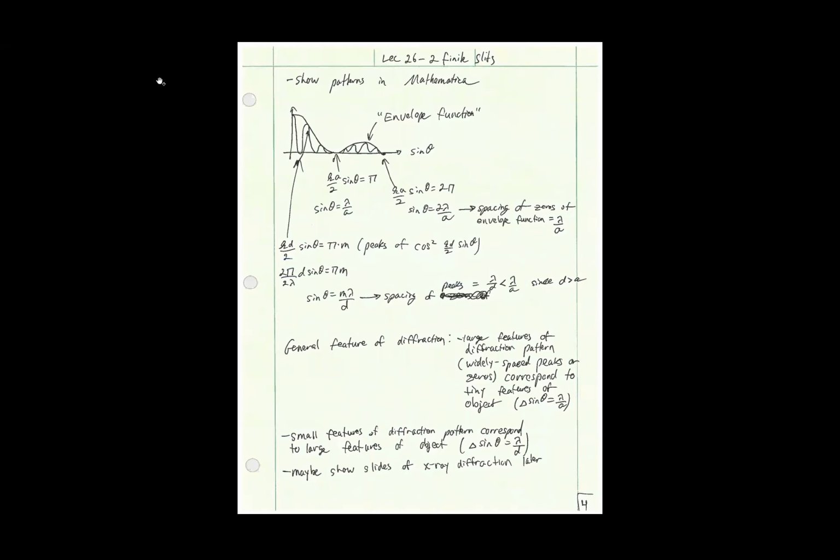Again, large scale features of the object lead to small scale features of the diffraction pattern. Small scale features of the object lead to large scale features of the diffraction pattern. And in real life, you're not going to spend your careers looking at two slit experiments unless you're doing certain things in quantum optics. But this is just a warm-up version of what you'll really do. What you'll really do is X-ray diffraction.